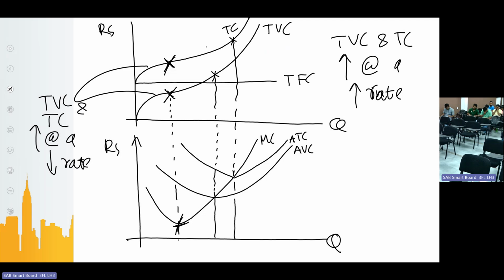And after that we have the minimum point of AVC, and the minimum point of ATC. And the other important thing is, at the minimum point of AVC and at the minimum point of ATC, MC goes through. MC goes through there. So those are the important characteristics of this picture.